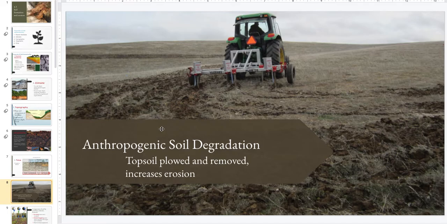Anthropogenic soil degradation. Anthropogenic, caused by humans, degradation, lowering in quality. This is a pretty simple picture, but you have a lot going on here. You have this soil being plowed, it's being raked up. What's happening is these root systems are being destroyed. Root systems are very powerful tools for holding soil in place, helping prevent that erosion. When these root systems are destroyed, your soils are now much more exposed and they will weather more likely.